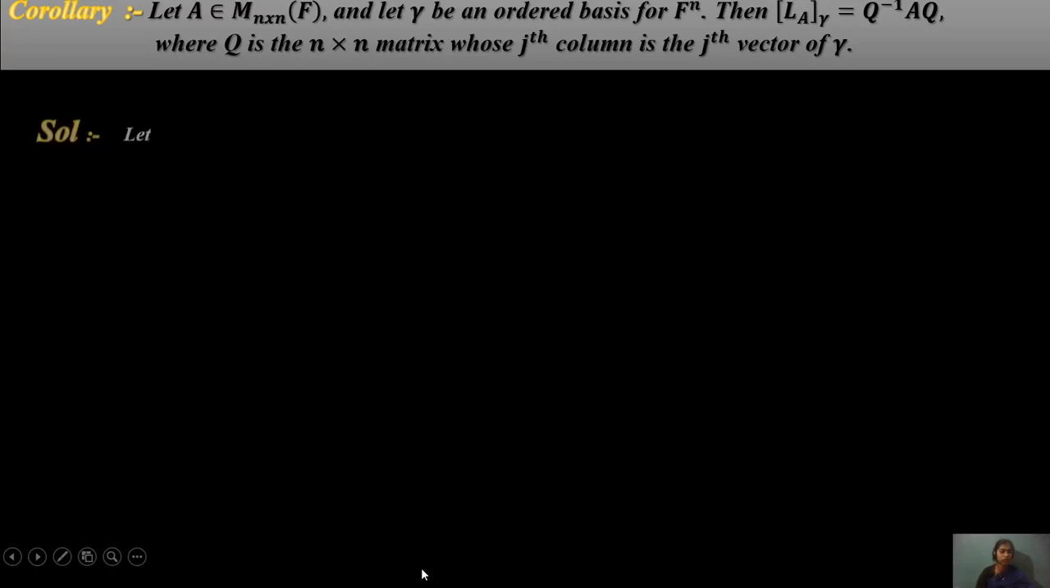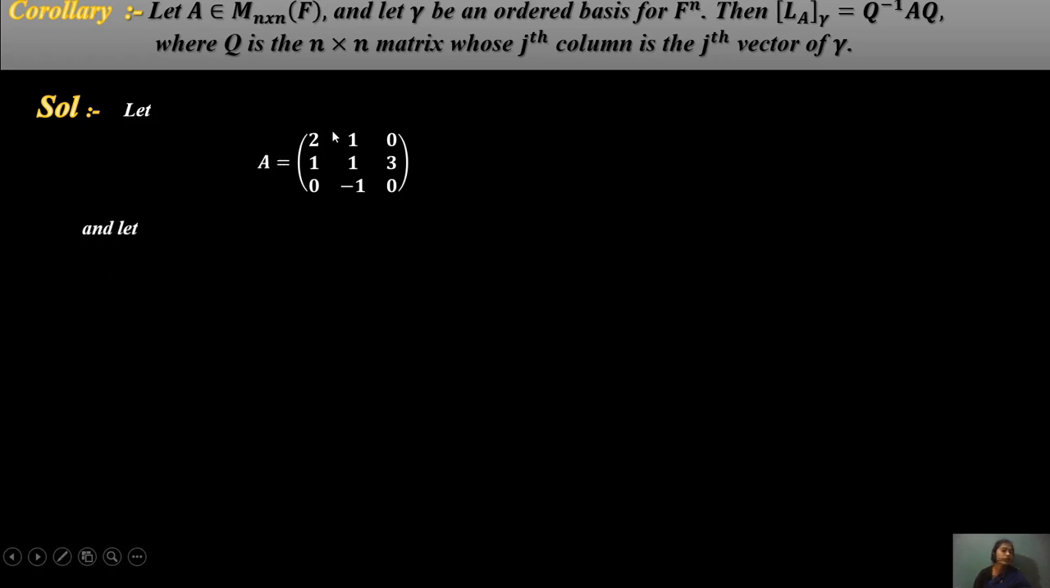Okay, the next corollary is generated in this form. Let A be an element of M_{n×n}(F), a matrix, and let gamma be an ordered basis for F^n. Then [L_A]_gamma equals Q^{-1} A Q, where Q is the n×n matrix whose jth column is the jth vector of gamma.